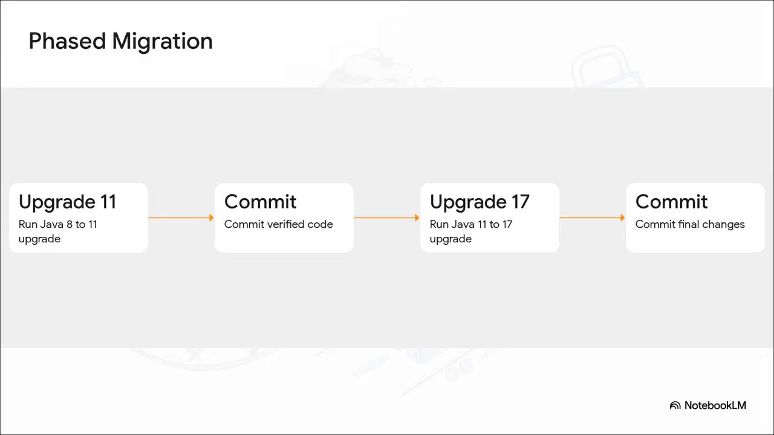Now, even though you can do a massive jump in one go, the recommended phased migration strategy is to avoid boiling the ocean all at once. Run these hierarchical recipes incrementally. Step 1, run the Java 8 to 11 upgrade. Step 2, review and commit that verified code. Step 3, run the 11 to 17 upgrade. Step 4, commit. It keeps your pull requests completely manageable and ensures you maintain a rock-solid audit trail.